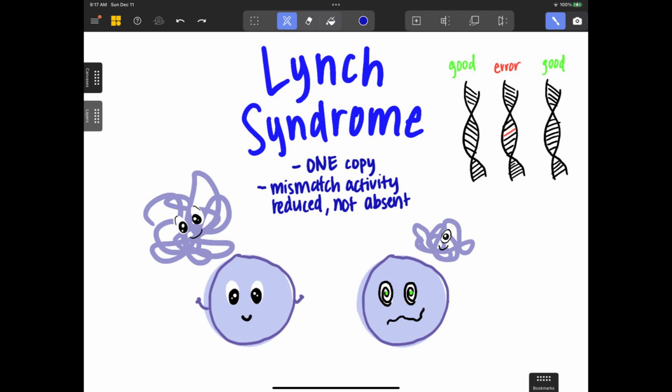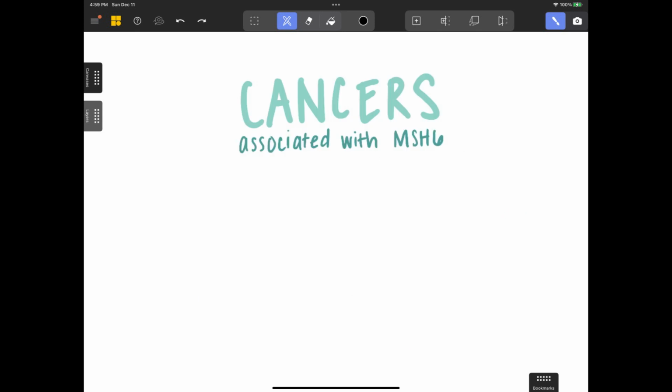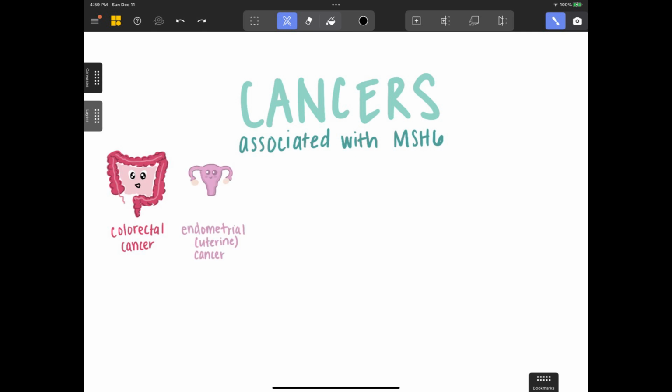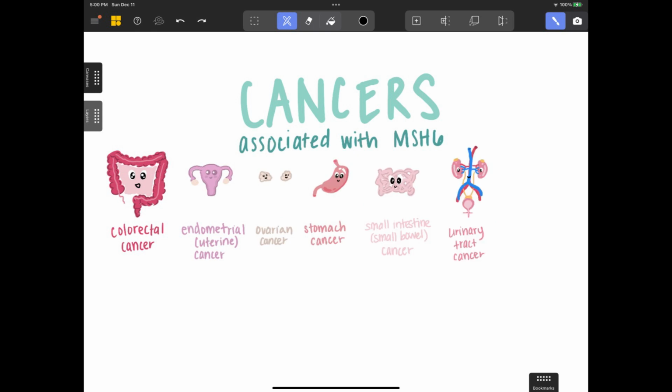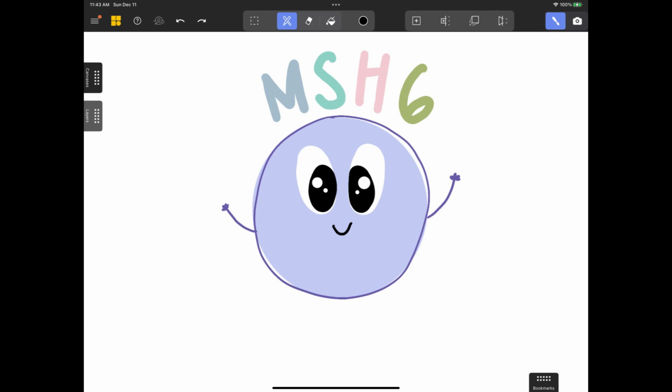But either way, a decrease in functional MSH6 protein leads to an increase in unrepaired DNA errors during cell division, once again increasing the risk of tumor formation. The most common cancers associated with mutated MSH6 are colorectal cancer and endometrial cancer, but other cancers are also associated with this mutation, including ovarian cancer, stomach cancer, small intestine cancer, urinary tract cancer, pancreatic and hepatobiliary tract cancer, brain cancer, and sebaceous carcinoma. Whew, well, there you have it.